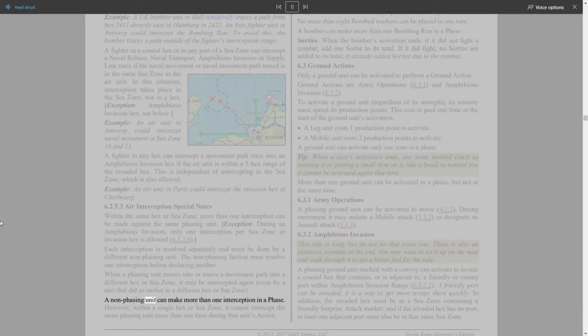A non-phasing unit can make more than one interception in a phase. However, within a single hex or sea zone, it cannot intercept the same phasing unit more than one time during that unit's action. Example, in the same phase, a German fighter in Antwerp could intercept a UK convoy moving in sea zone 10, and then again in sea zone 11. It cannot intercept the convoy twice in either sea zone. If later in the phase a different UK convoy moved through sea zones 10 and 11, the German fighter could also intercept it once in each sea zone. If both allied factions want to intercept the Axis faction at the same time, the Western faction resolves all its interceptions first.